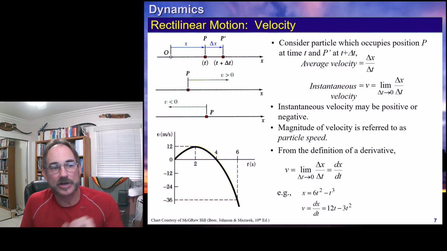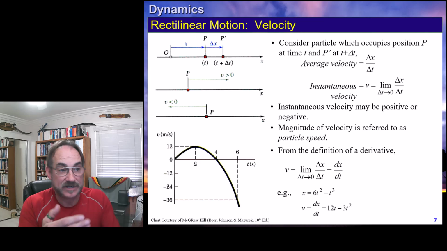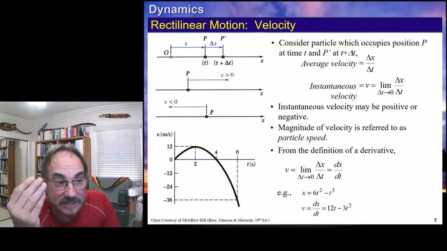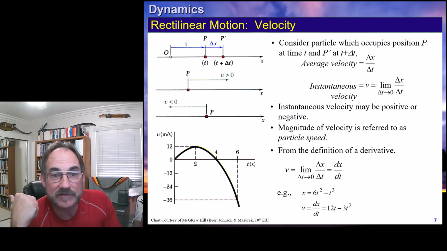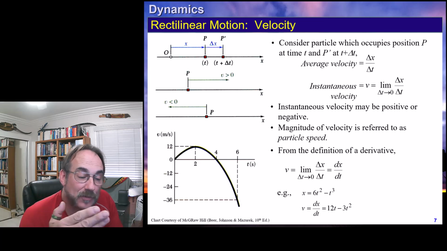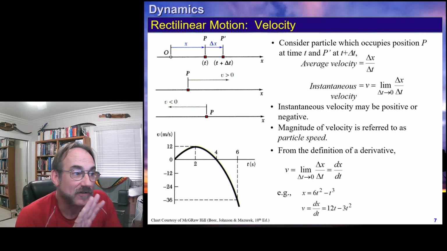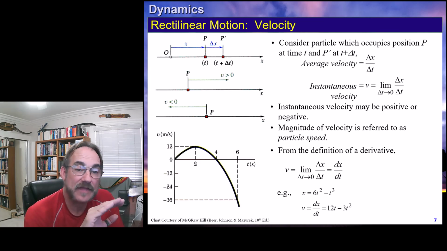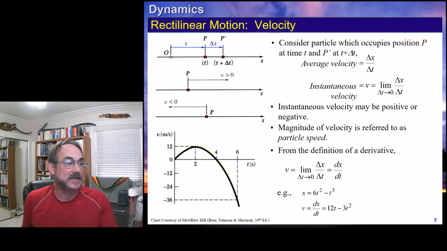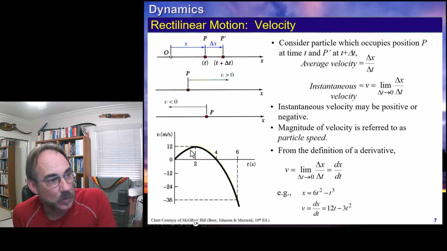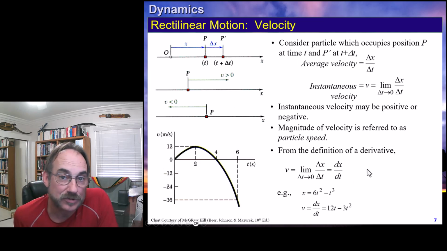For example, in our early example, if position was given as a function of 6t squared minus t cubed, we just take the derivative of that. We drop the 2, that's 12t, drop the 3, 3t squared, and that gives us our velocity. We could actually plot that out as a function of time, as we see here on the left, and we can evaluate our motion. Okay?